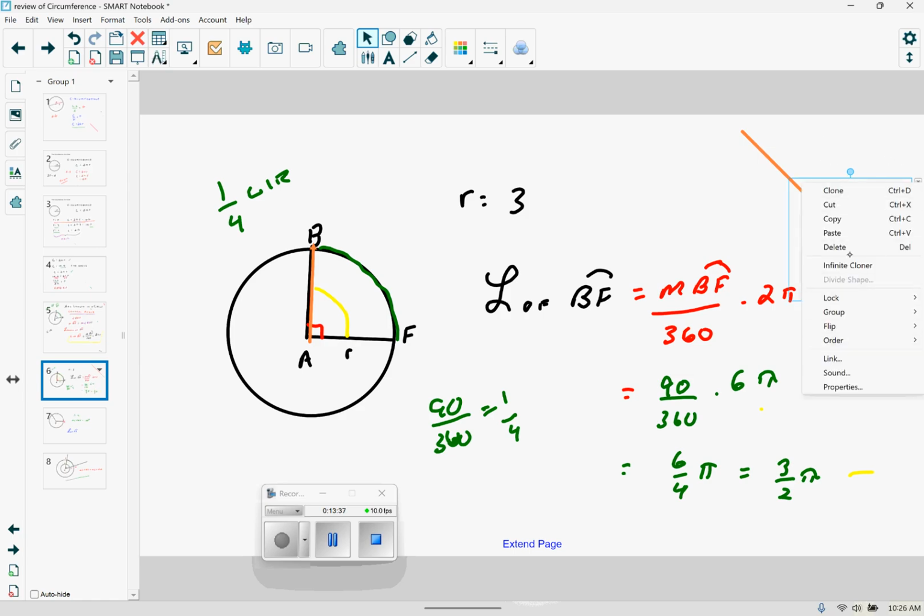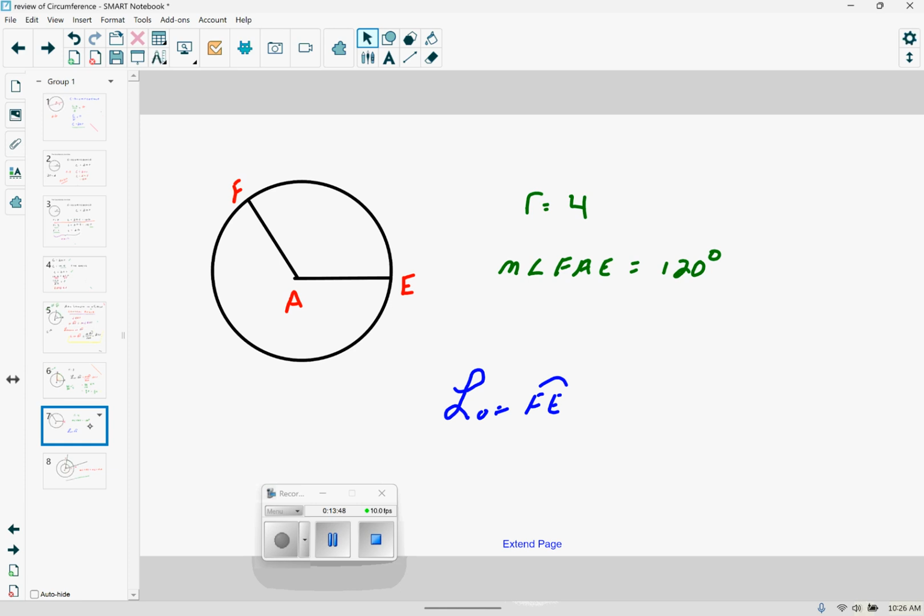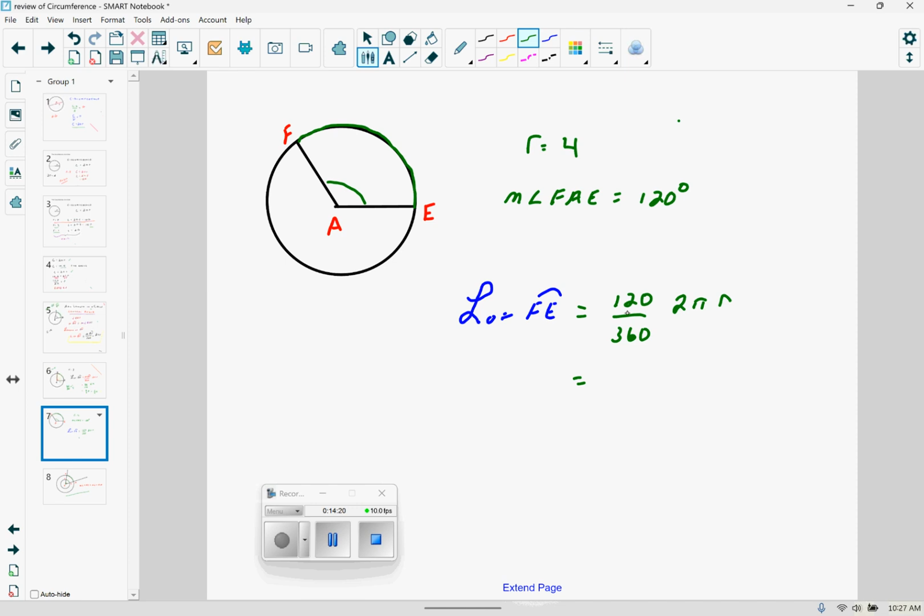Let's find the arc length of another portion. I have a circle with center A, and the measure of angle FAE is 120 degrees. The radius is 4. So this length is going to be 120 divided by 360 times 2 pi r. With r equal to 4, 120 over 360 is 1/3 times 2 pi times 4, which is 8 pi over 3. And that's the length of arc FE.